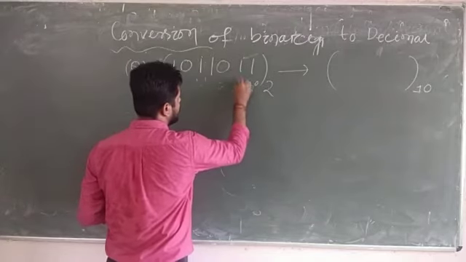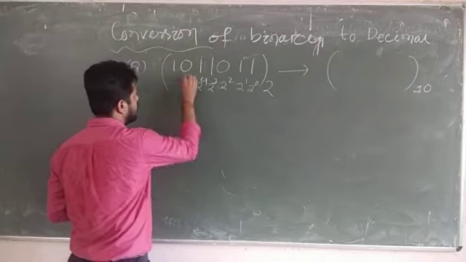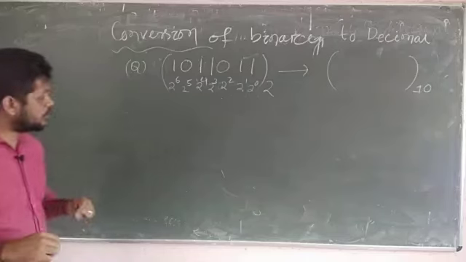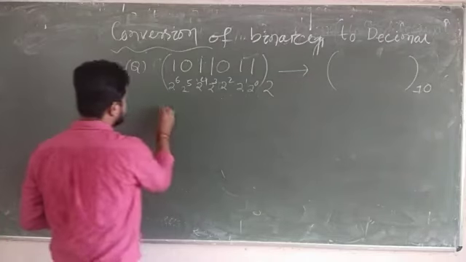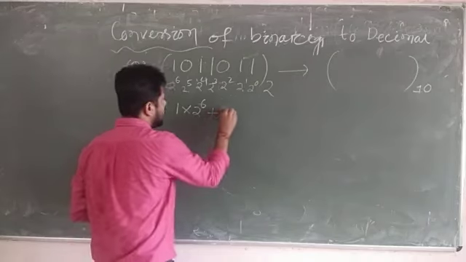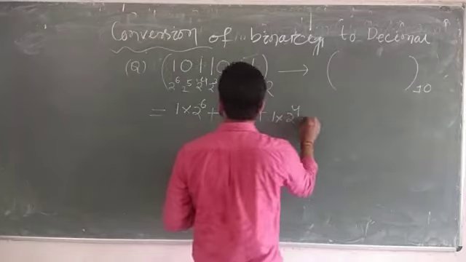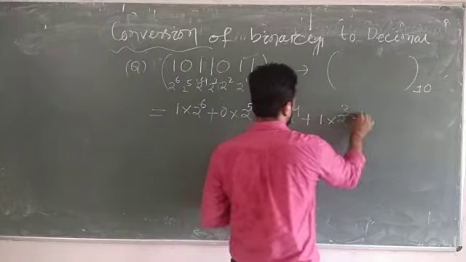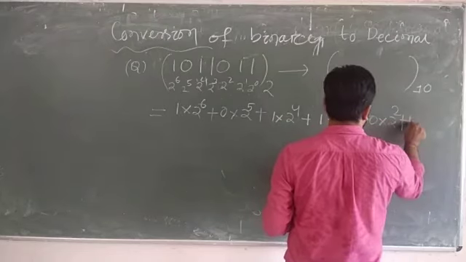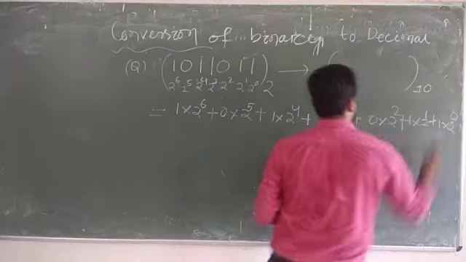This weight is 2 to the power 0, this weight is 2 to the power 1, 2 square, 2 cube, 2 to the power 4, 2 to the power 5, and then 2 to the power 6. So how can I write this? 1 into 2 to the power 6 plus 0 into 2 to the power 5 plus 1 into 2 to the power 4 plus 1 into 2 to the power 3 plus 0 into 2 square plus 1 into 2 to the power 1 plus 1 into 2 to the power 0.